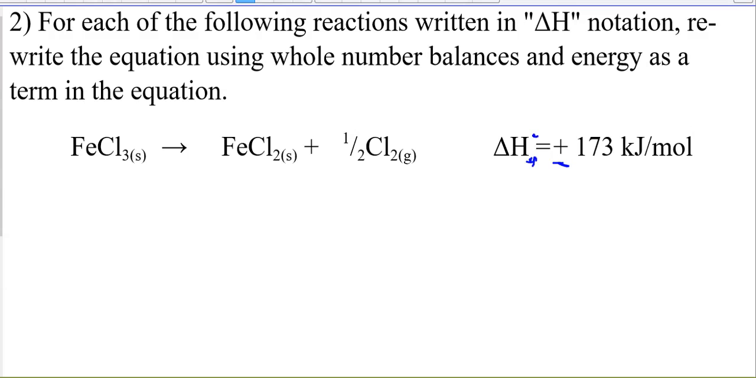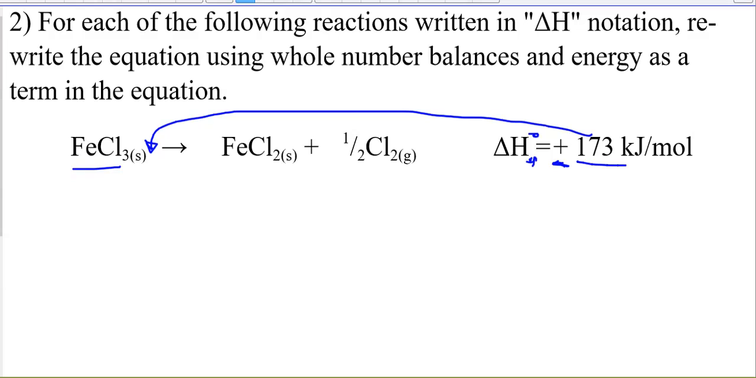So all that little degree symbol means is we're at standard temperatures and pressures for the most part. So I have a positive here, so it means we have ourselves an endothermic reaction. So when I put my enthalpy into my chemical equation, it's going to have to go in my reactant side. So when our iron 3 chloride undergoes a decomposition reaction, energy is absorbed from the environment. So it also says I need whole number balances.